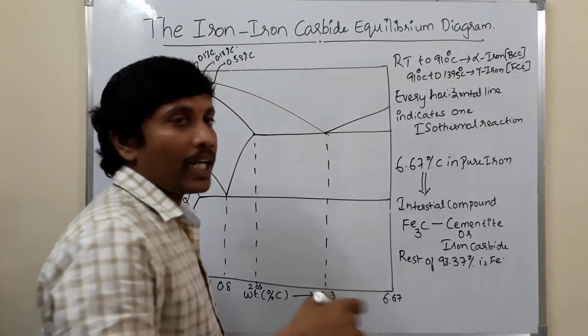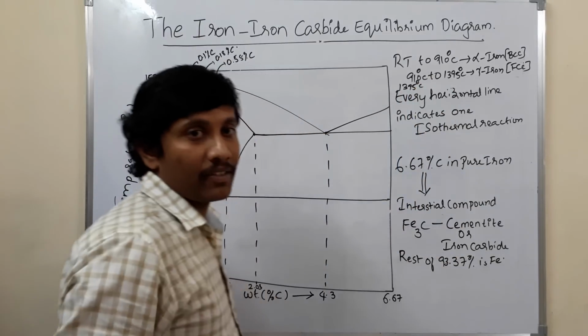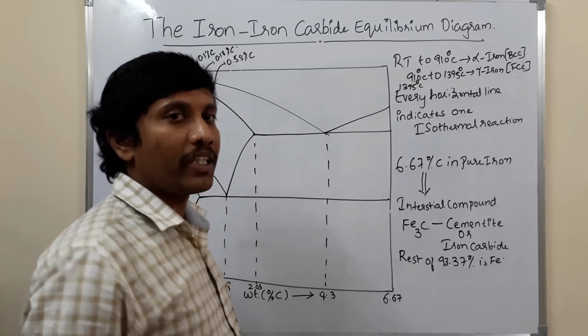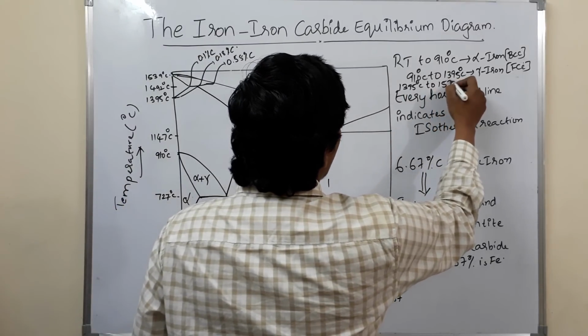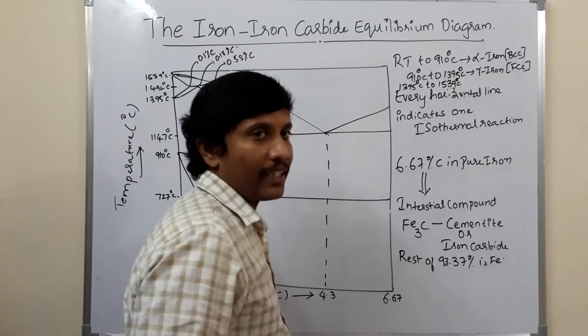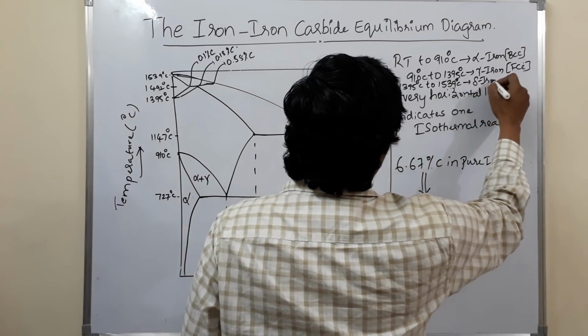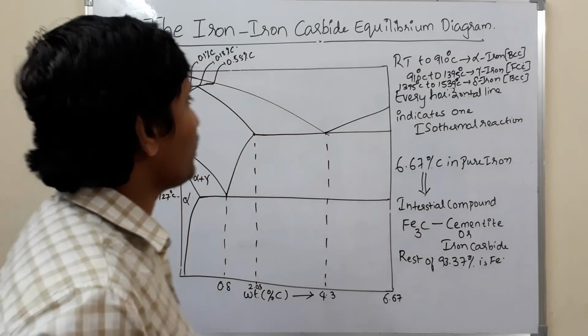Next, again from 1395 degrees centigrade, the crystal structure changes. So it changes again to what type of crystal structure? It is body centered cubic crystal structure. So from 1395 degrees centigrade to the melting point of iron, that is 1539 degrees centigrade, it is delta iron. The crystal structure of it is body centered cubic.